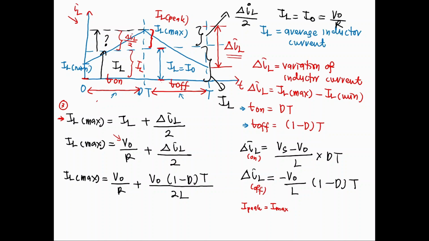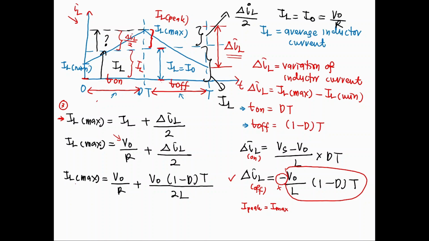Like I said previously, you can take either of these two equations, but take the one with the least unknown parameters, so this one over here. We use this equation, but you need to ignore the negative sign. The negative sign will not be included in the IL max equation. So IL max will be equal to V naught over R plus delta IL over 2. Substitute this into the delta IL equation.